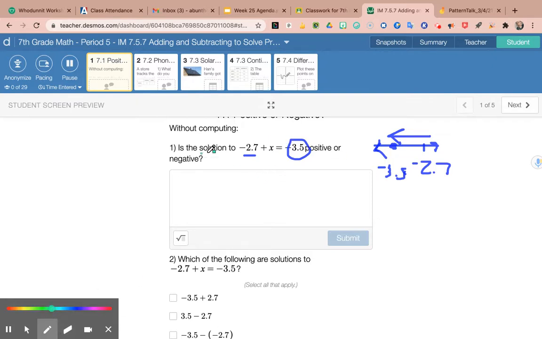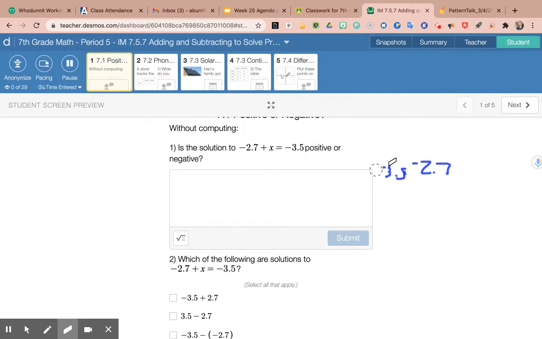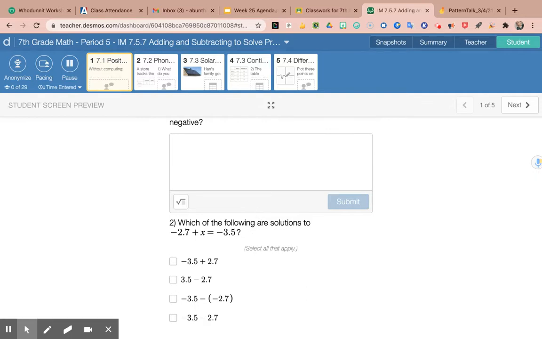So it wants to know, what's the solution? What does this number have to be? Negative 2.7 plus what is negative 3.5? So you're going to type in negative or positive right here. I have a picture here to help you. All right, that's the first question. You don't have to explain it. You can just simply type your answer in. If you want to explain it, it is good practice.